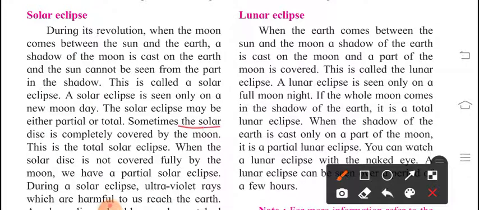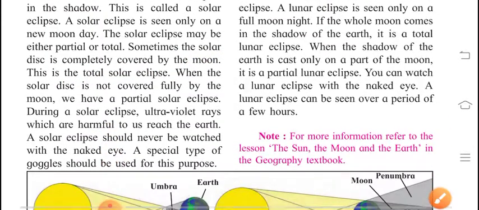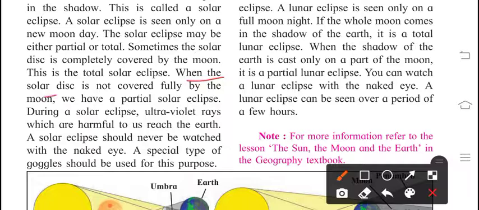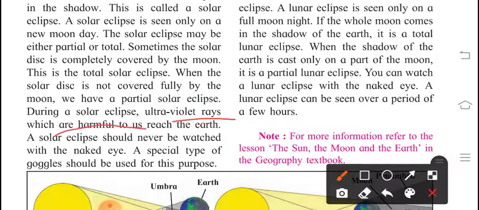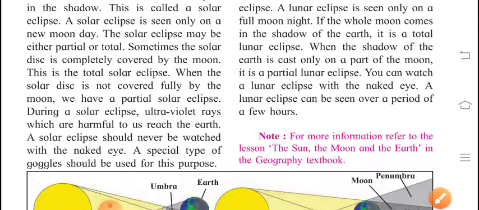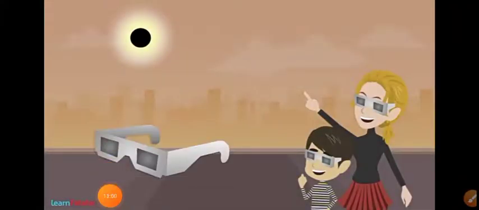Sometimes the solar disk is completely covered by the moon. This is the total solar eclipse. When the solar disk is not covered fully by the moon, we have partial solar eclipse. During a solar eclipse, ultraviolet rays which are harmful to us reach the earth. A solar eclipse should never be watched with the naked eye. A special type of goggles should be used for this purpose, and this happens on what we call new moon day.